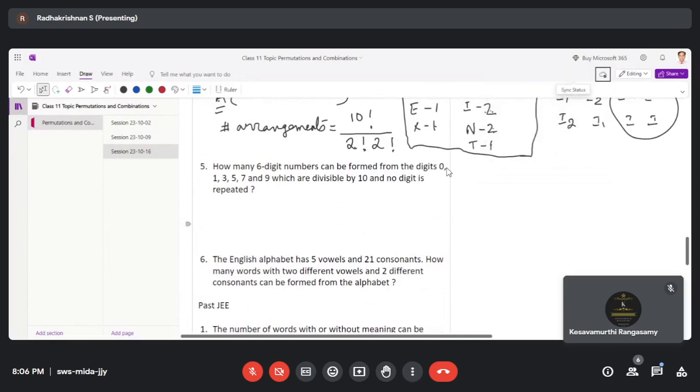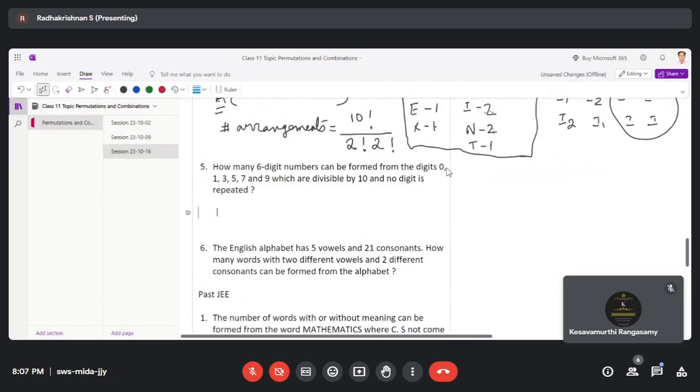How many 6-digit numbers can be formed from the digits 0, 1, 3, 5, 7, 9, which are divisible by 10 and no digit is repeated? So I want you to do this problem, okay? But not now. Do it later and send your answer to me, because now we can do some other problems.